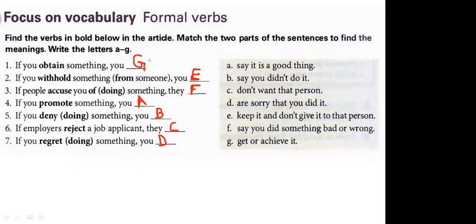If you obtain something, you get it or achieve it. Perfect, good job. Number two, if you withhold something from someone, you keep it and don't give it to that person. Great. Three, if people accuse you of doing something, they say you did something bad or wrong. That's correct. Number four, if you promote something, you say it is a good thing. Five, if you deny doing something, you say you didn't do it. If employers reject a job applicant, they don't want that person. And if you regret doing something, you are sorry that you did it.